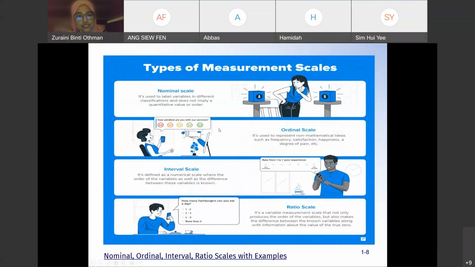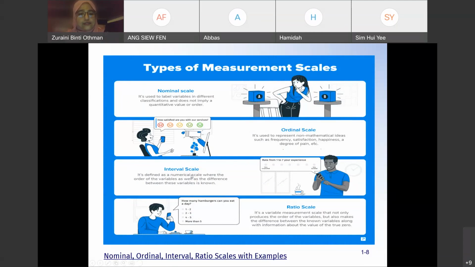And number two, the other type of non-metric, is ordinal. For this ordinal scale, for example user satisfaction with our service, this is what we call the ordinal scale. Actually, I'm quite sure that you are already familiar with nominal and ordinal scales. It is used to represent non-mathematical ideas such as frequency, satisfaction, happiness, a degree of pain. Okay, this is ordinal scale.